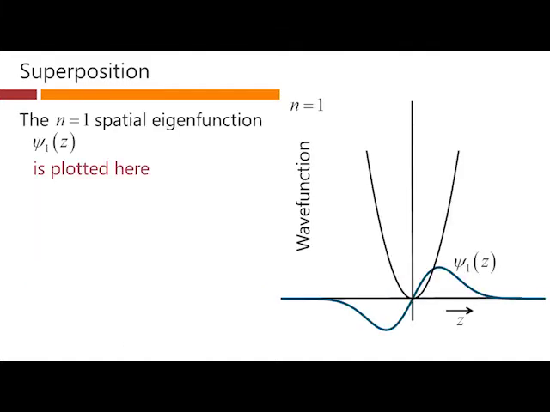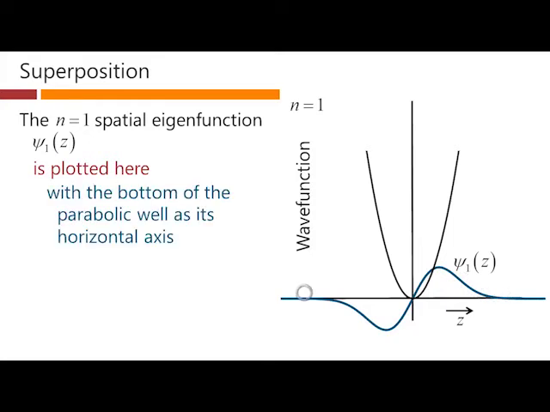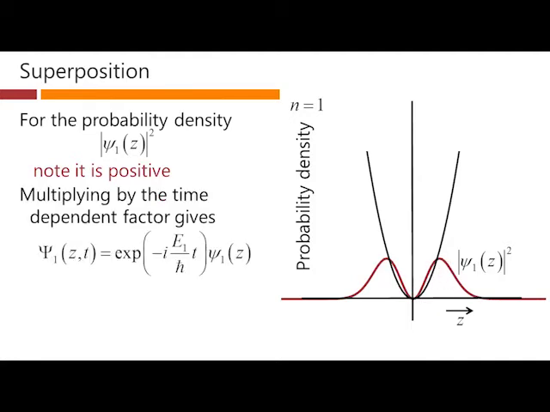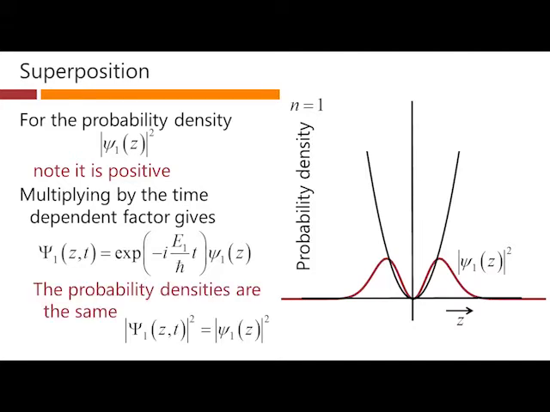Similarly, we can plot now the n equals 1 function, which is the second one in the harmonic oscillator problem, and it goes down and up and back. And again, we've chosen this as our horizontal axis now. And similarly, we can work out the probability density, again very similar to the particle in a box problem qualitatively. It's all positive, of course, and it's got two bumps in it. And again, if we multiply the spatial eigenfunction by the time-dependent factor so that it becomes a solution of the time-dependent Schrödinger equation, it makes no difference to the probability density.